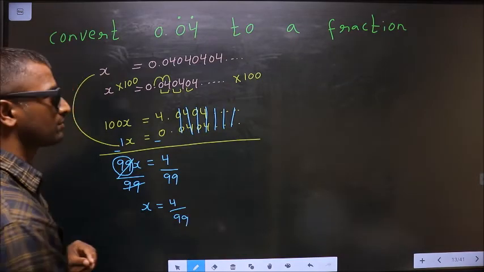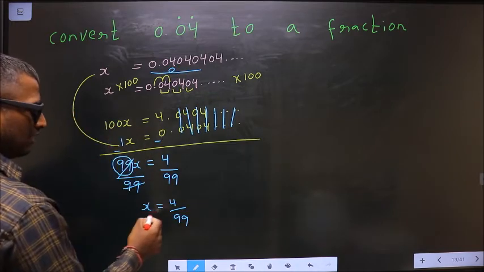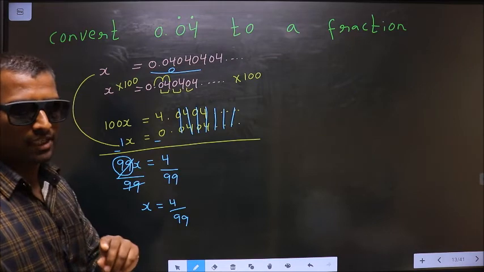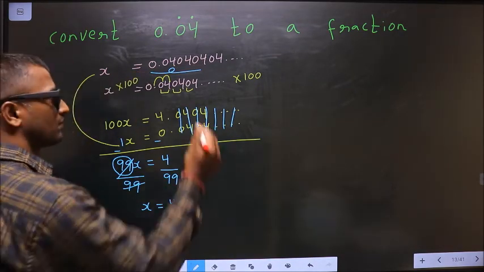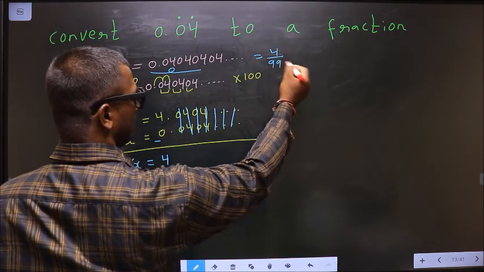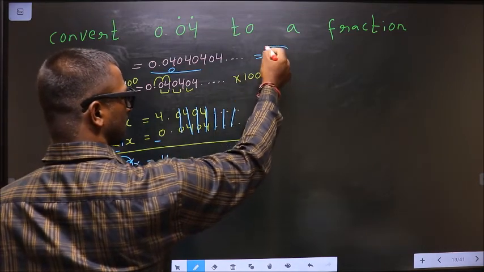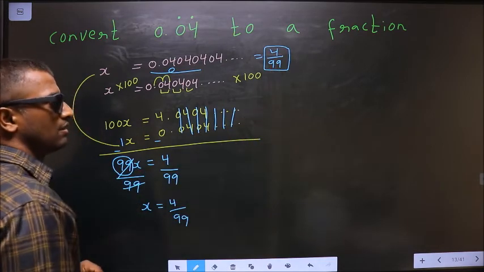Now, initially we assumed it to be x, and here we got x equal to 4 by 99. That implies only one thing, that these two are equal. So this is equal to 4 by 99. Thus, I have converted the recurring decimal to a fraction, and this is our answer.